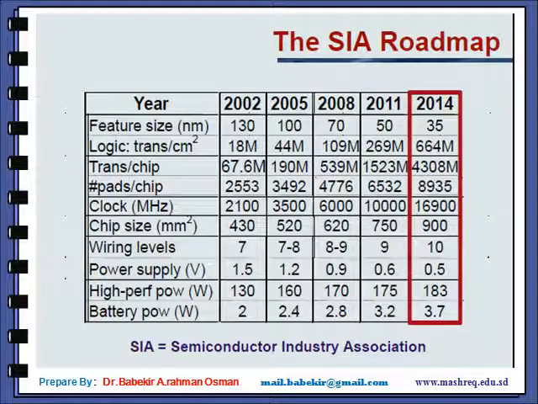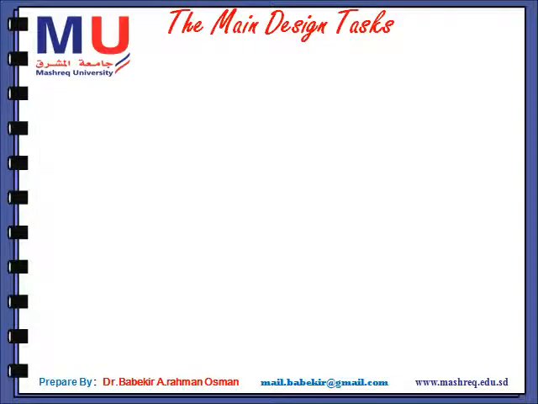These are the factors showing how the design changes from year to year and how it improves. For example, the battery power changes from 2 up to 3.7, and the number of transistors or feature size changes from value to value, indicating the association of design and improvement in performance.